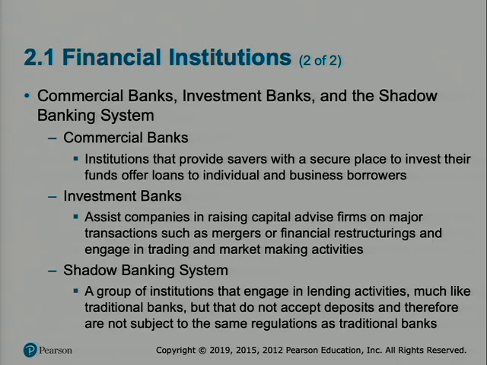Now, the shadow banking system is a group of eager lenders. Usually they're not traditional banks, but most likely a large insurance company like AIG. What these companies do is they don't accept deposits from individuals, but they have large pools of money from clients that they reinvest in lending activities.